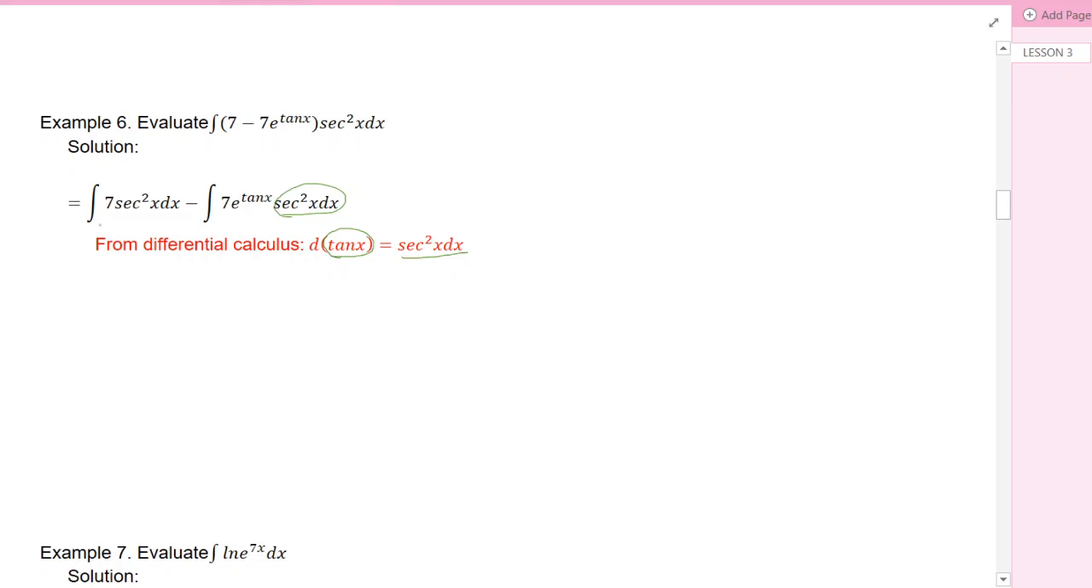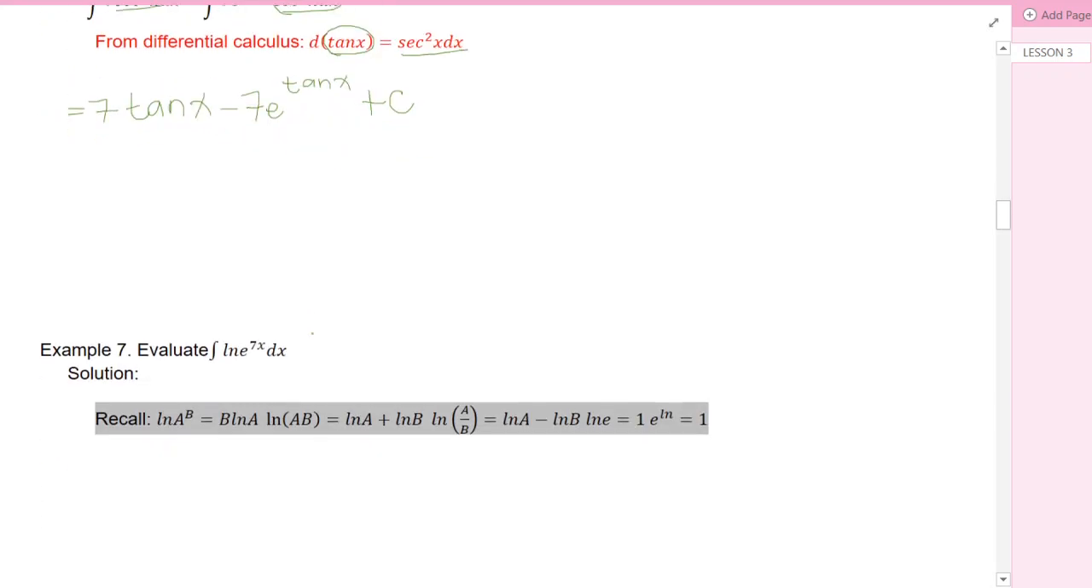So let us just get this one, that is equal to 7 and then the integral of secant squared x. Secant squared x integrates to tangent already. That is tangent x minus 7e raised to tangent x again plus c. So that is just the answer.